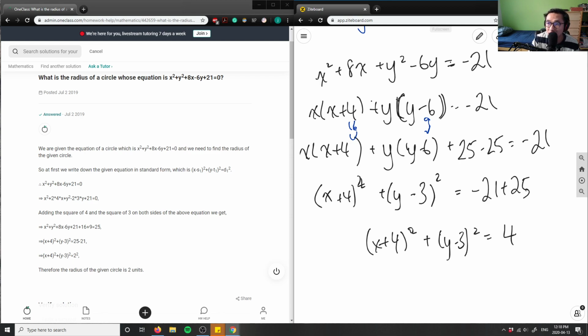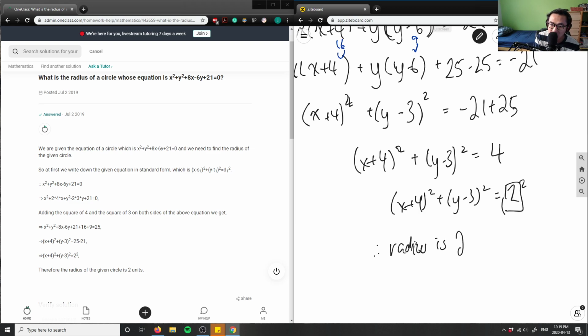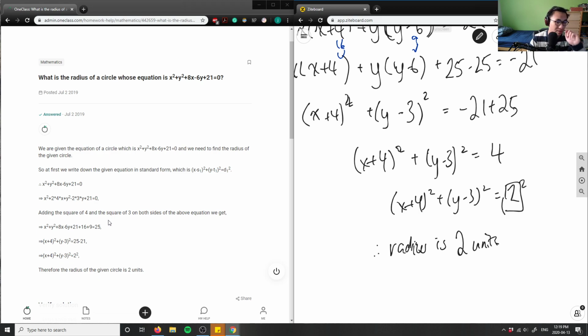And then what I want to do is make the exponents the same, right? So I have to find out, something squared equals 4. What squared equals 4? I would square root the right side as well. So I have x plus 4 squared plus y minus 3 squared. This would equal the same thing as 2 squared, right? And the radius here would be my number here. So therefore, radius is 2 units. And they did something similar to here. The solution was great in terms of what they did, they added the square to both sides, but they weren't as specific as to how they got this number.